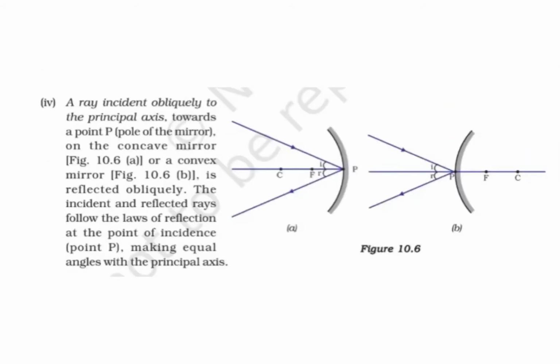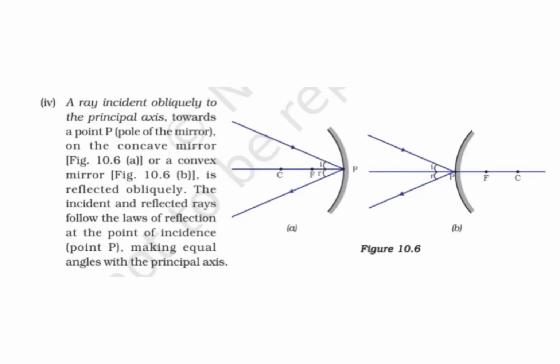The fourth and the last rule is a ray incident obliquely to principal axis, which means that it is making some angle with the pole of the mirror. It will get reflected by making same angle with the pole as per the first law of reflection, that angle of incidence is equal to angle of reflection. Here in figure A you can see that a ray is making angle I, that is angle of incidence, with pole of concave mirror, and it is getting reflected by making angle R, that is angle of reflection, with the pole, and here I will be equal to R as per the first law of reflection.